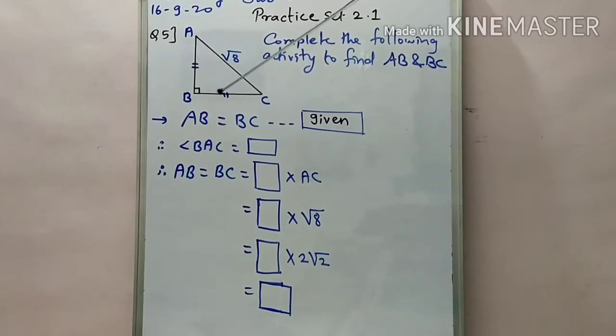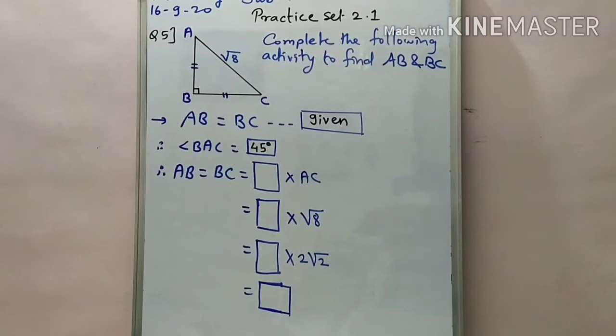we subtract this 90 degrees from the total, so that the addition of angles A and C is 90. But both angles are equal, which means each angle measures 45 degrees. This means triangle ABC is a 45-45-90 degree triangle.